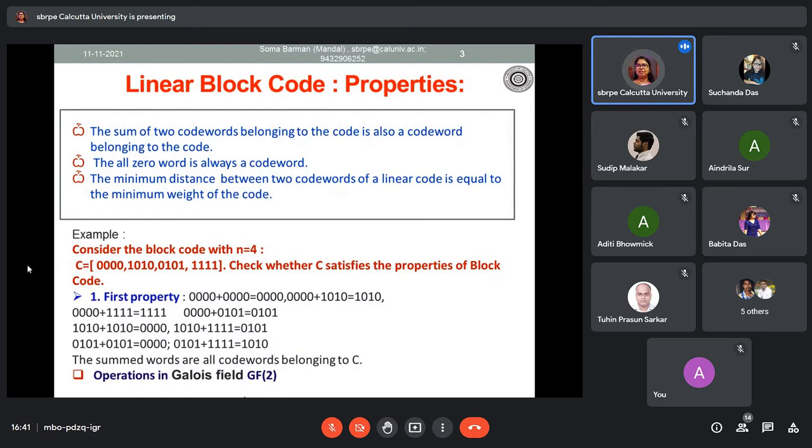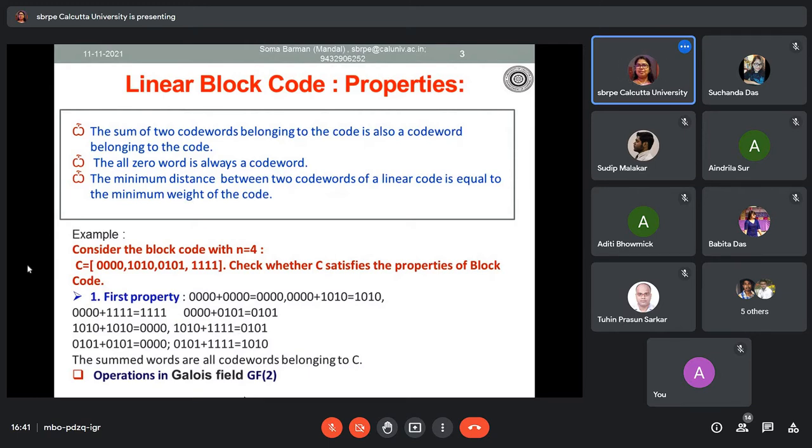So if S is a set and the set contains S1, S2, S3 up to Sn subsets, then the distance between S1 and S2, or S2 and S3, or Sn minus 1 and Sn, that is the minimum distance between the code words, is equal to the minimum weight of the code.